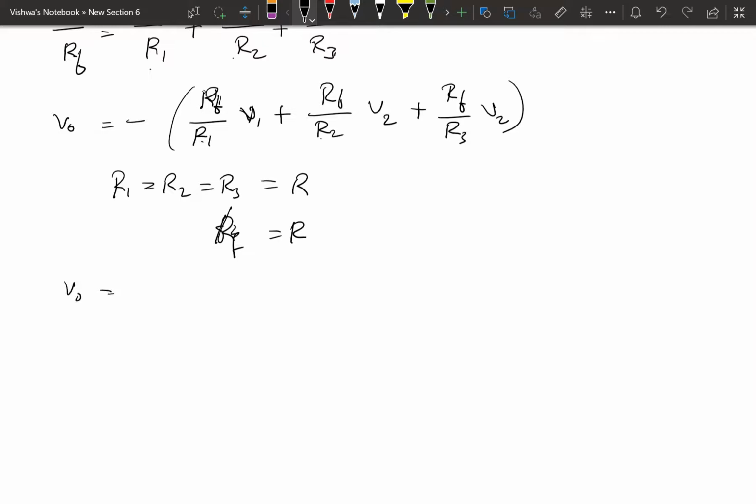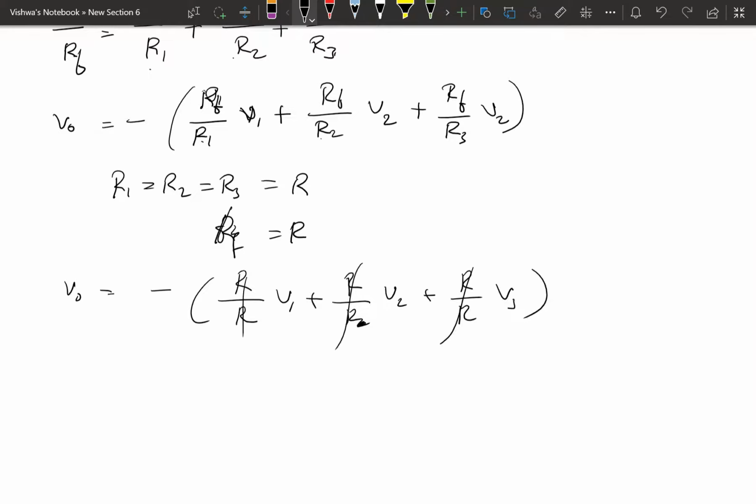V out is equal to minus of R divided by R into V1 plus R divided by R into V2, plus R divided by R into V3. So these get cancelled. The only output is minus of V1 plus V2 plus V3.